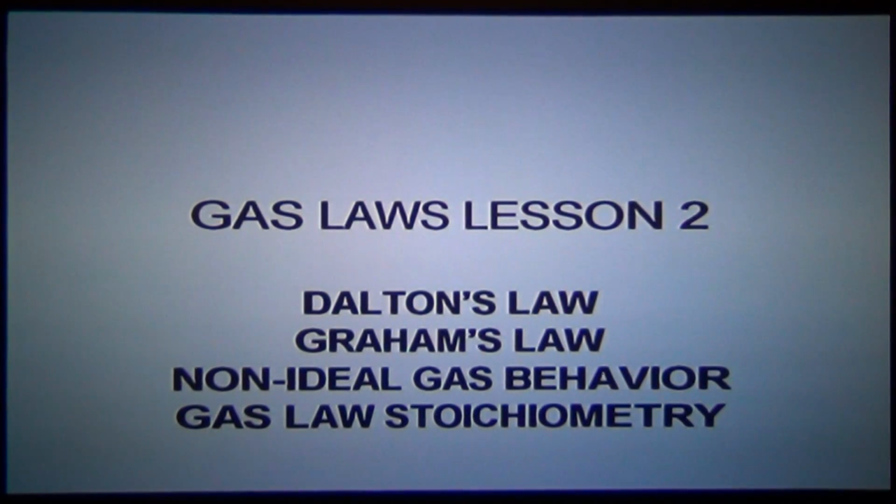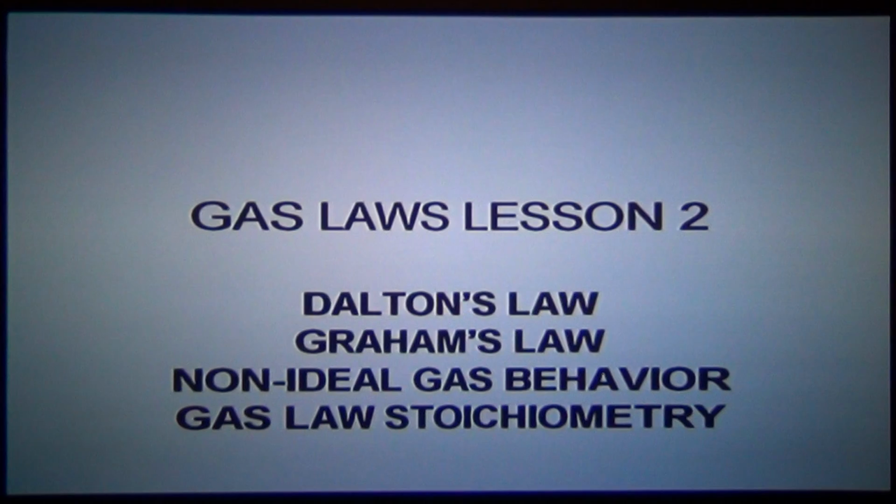Gas laws, lesson 2. In this lesson we're going to be learning about Dalton's law of partial pressures, Graham's law of effusion or diffusion, what happens when you cannot use PV equals nRT, the ideal gas law, that is, how can we account for non-ideal gas behavior. And then we'll finish this lesson with gas law stoichiometry.